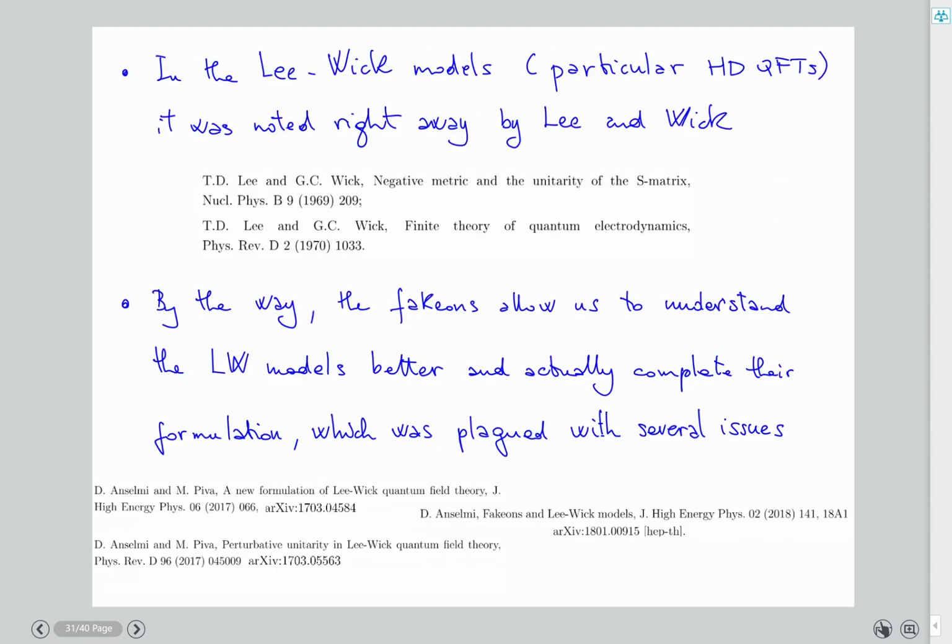Then there are the Lee-Wick models. There are particular higher derivative theories proposed at the end of the 60s by Lee and Wick, who soon realized that they were not formulated completely, but the Fakeon ideas allow you to understand them much better. Basically, they have a particular kind of Fakeon around when their formulation is completed. But they soon realized that if you would ever solve this problem, you would run into the violation of microcausality.